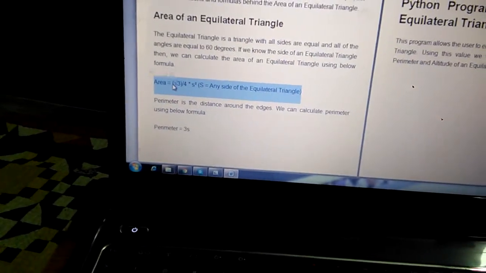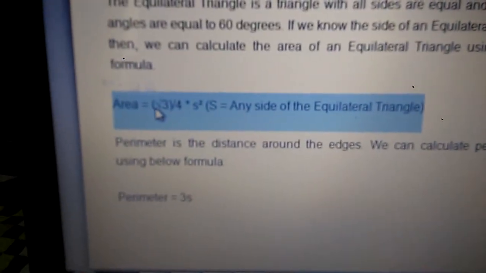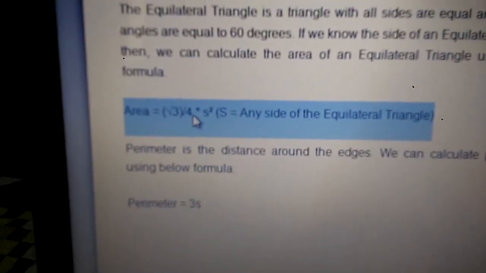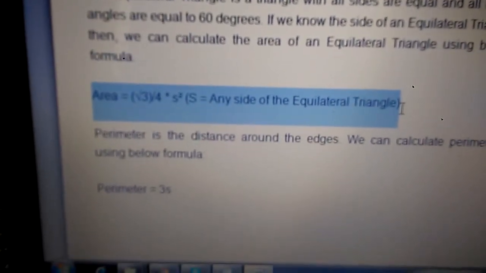Now here is the formula for the area of an equilateral triangle. How can it be calculated? If you look closely, you will see it is root 3 divided by 4 into s square, where s is any side of the equilateral triangle.